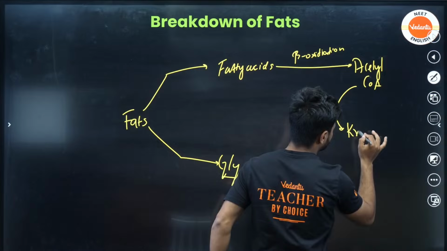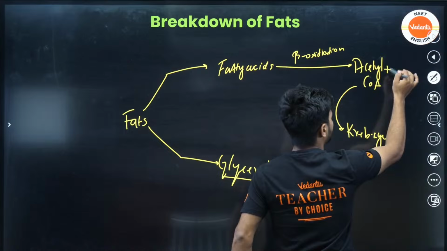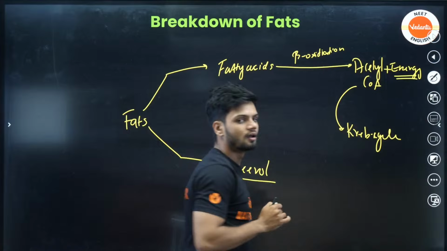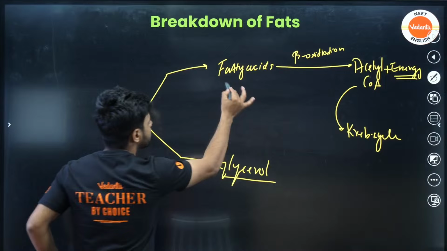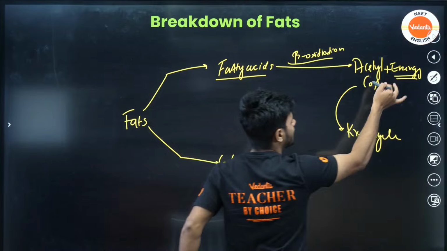Enter your Krebs cycle. And here also, energy is released. And that's how, every single time there are no carbohydrates, what does the body do? Body will break the fat. And when the fat is broken down into fatty acids as well as glycerol, fatty acid undergoes beta oxidation to form your acetyl coenzyme A. That same acetyl coenzyme A undergoes Krebs cycle.